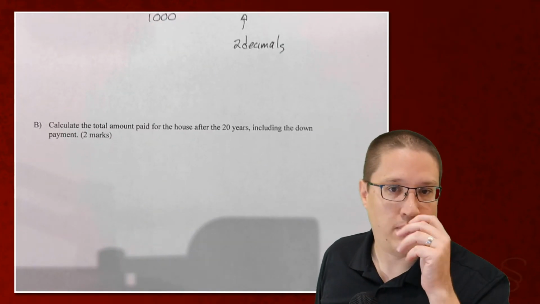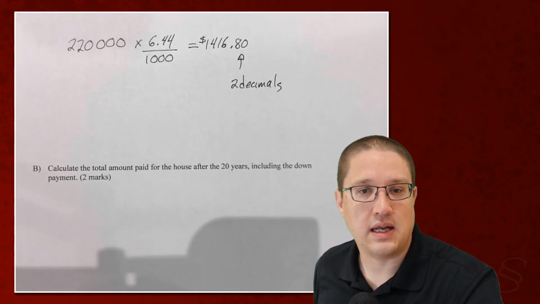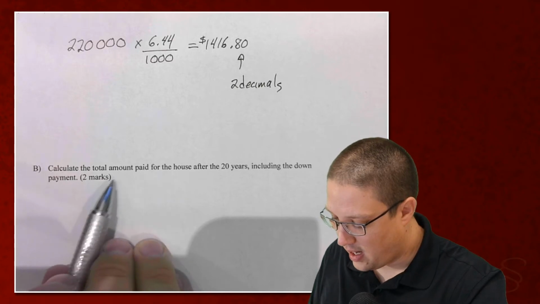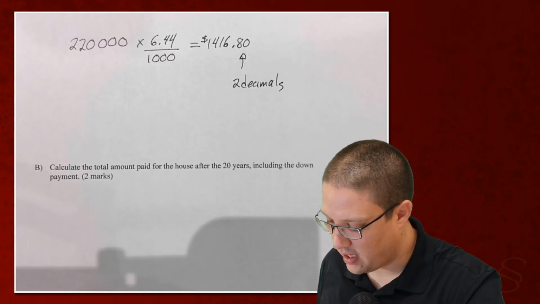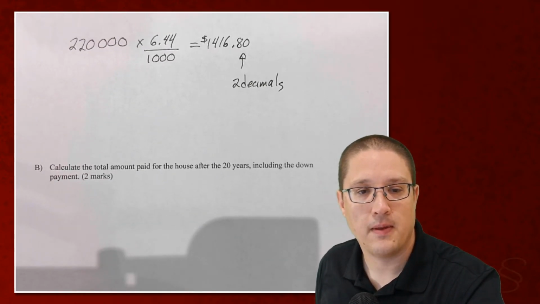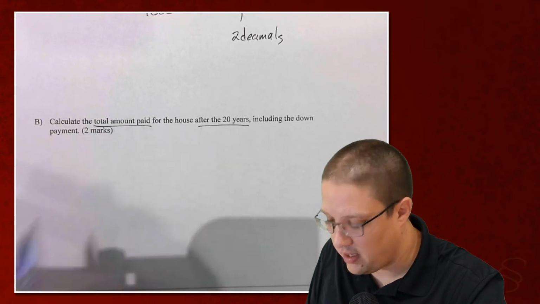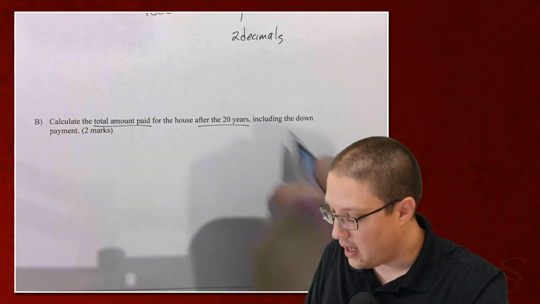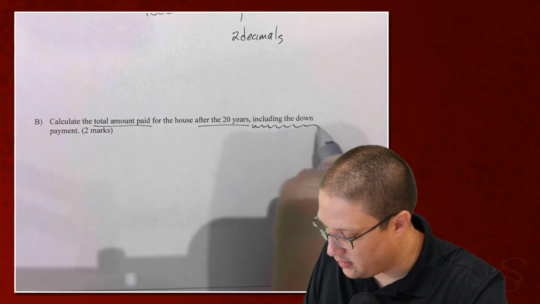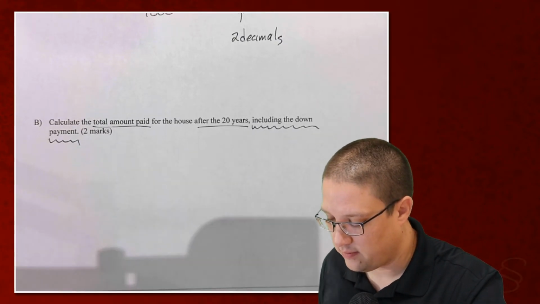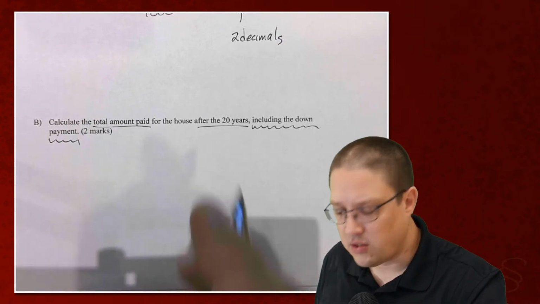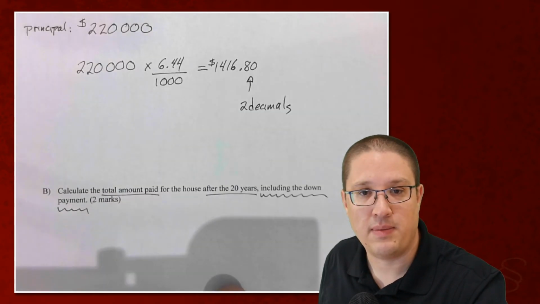If we have Adele who pays $1,416.80 per month for this house, how much does she pay for the house after 20 years? So with this question, notice it says after the 20 years, how much did she pay in total? And this is important here, including the down payment. So let's start off with just this monthly payment.